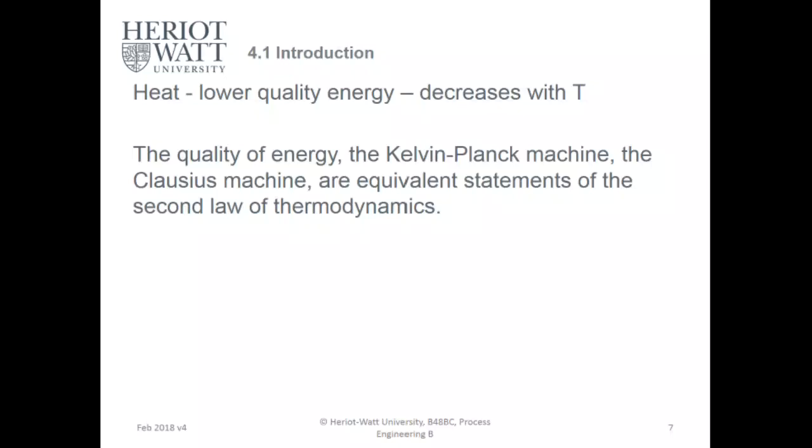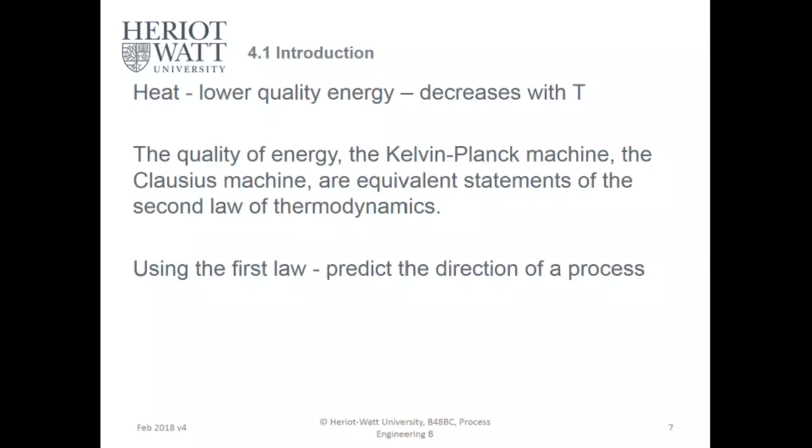The Kelvin-Planck machine and the Clausius machine are equivalent statements of the second law of thermodynamics. It says you cannot have 100% efficiency, that's Kelvin-Planck, and you cannot have a transfer from a cold body to a hot body. That's your Clausius machine, and that's the second law of thermodynamics.